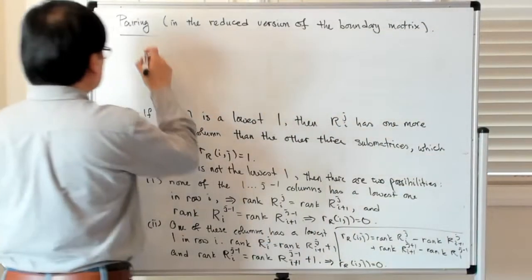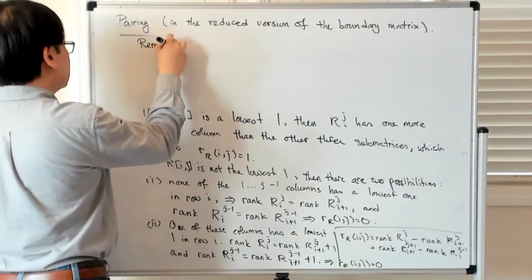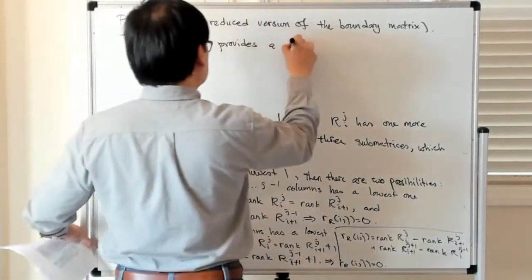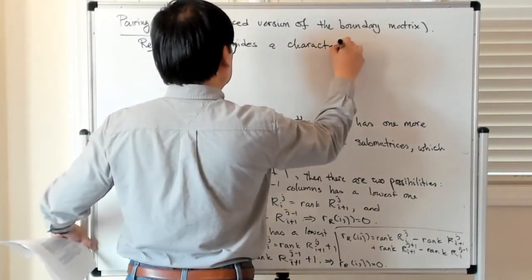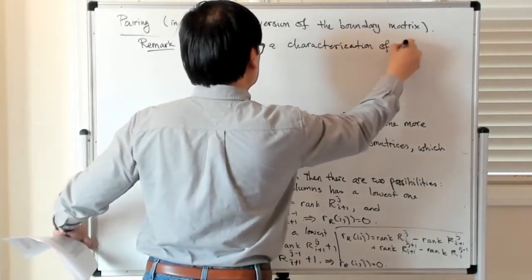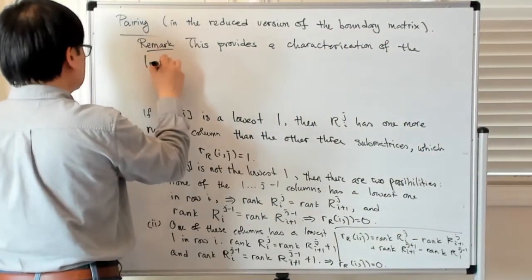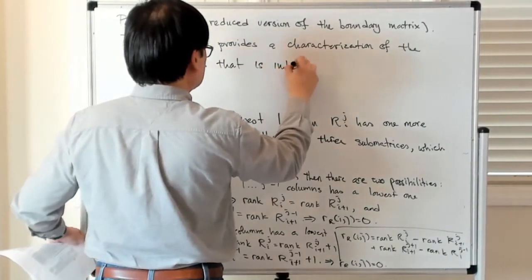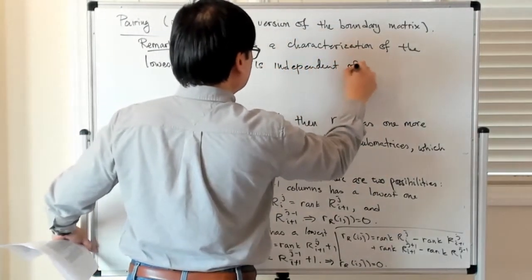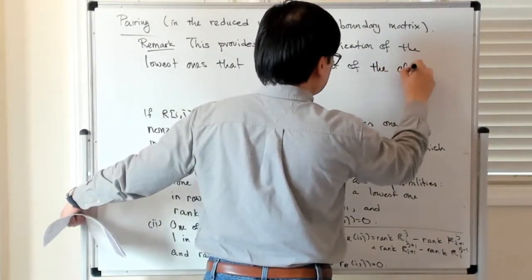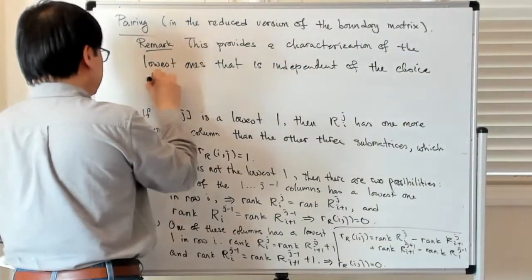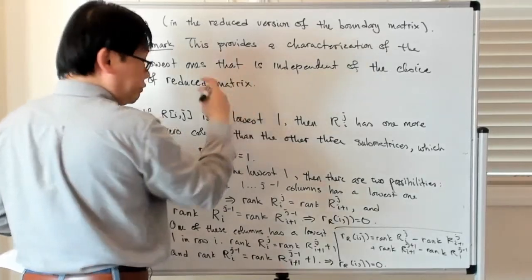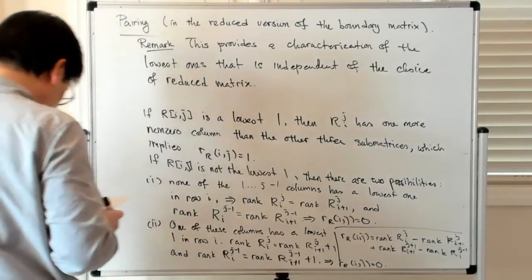So this provides a characterization of the lowest ones that is independent of the choice of reduced matrix. So it is well defined in that sense. Okay.